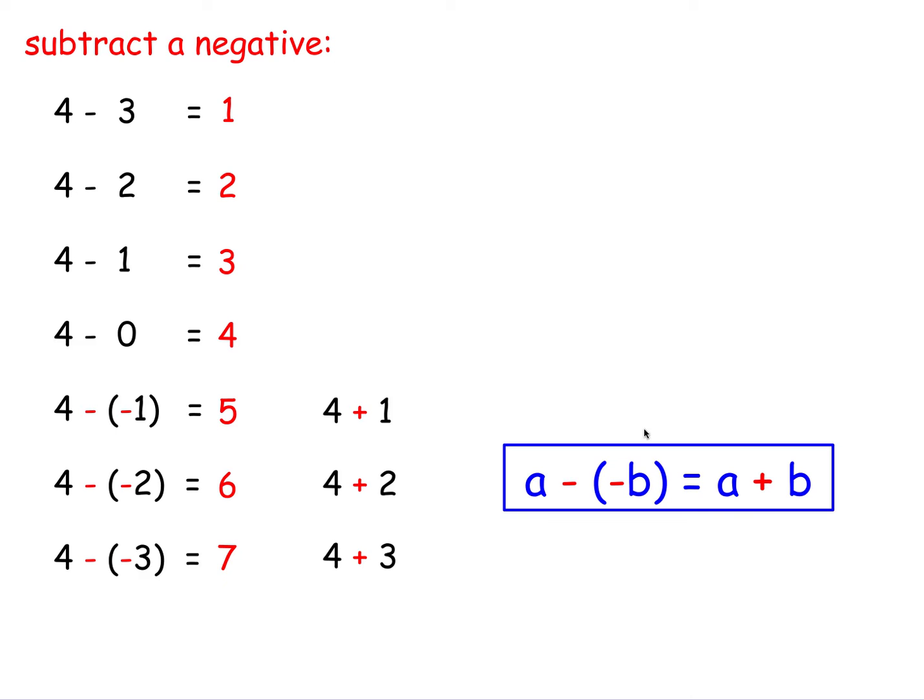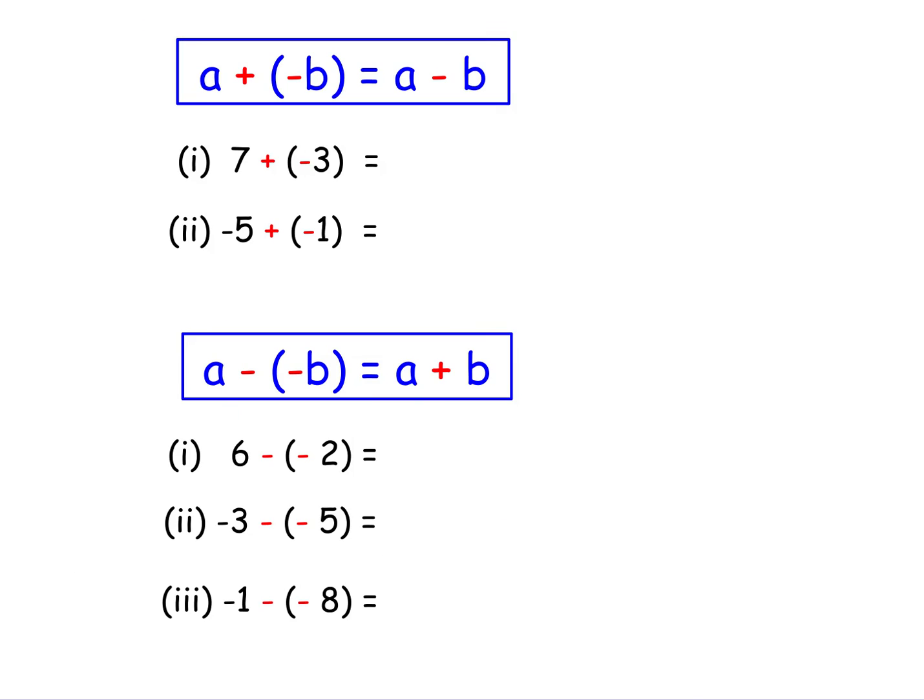So whenever you see subtraction of a negative, just change the signs from being subtracting a negative to being add, and life becomes easier. So there's the two particular results. Adding a negative is subtraction. Subtracting a negative is addition. So this is like 7 minus 3, and this is like -5 subtract 1. That's addition of a negative is subtraction.